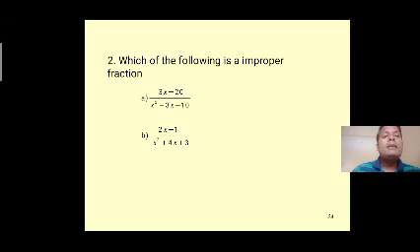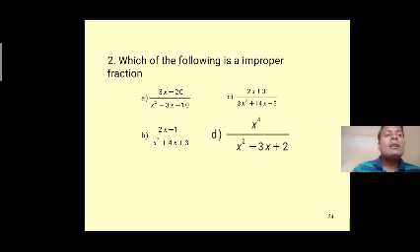A is given, B is given, C is given, and D is given. What is the improper fraction? You observe numerator degree is greater than or equal to the denominator degree. So write here the option D, x to the power of 4 by x square minus 3x plus 2. You observe here numerator degree is 4, denominator degree is 2. So we know that the improper fraction definition is numerator degree is greater than the denominator degree.